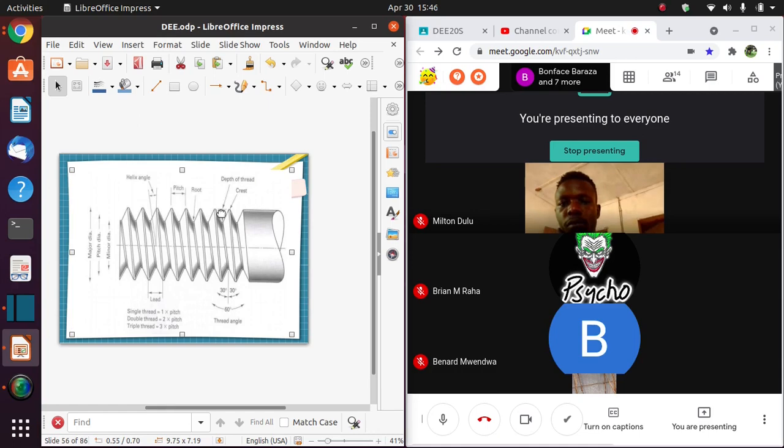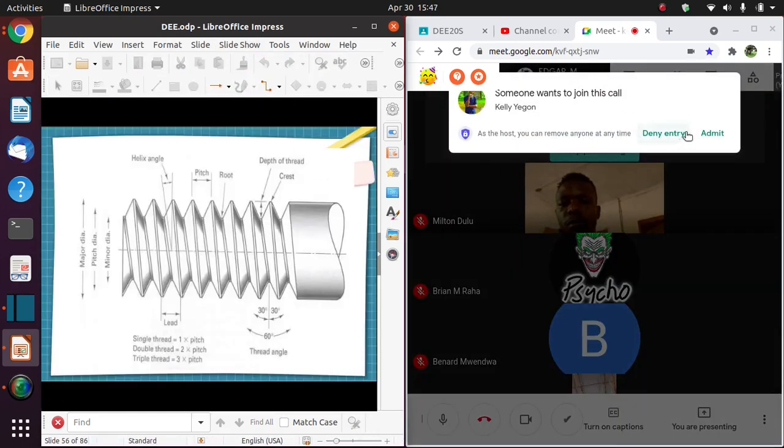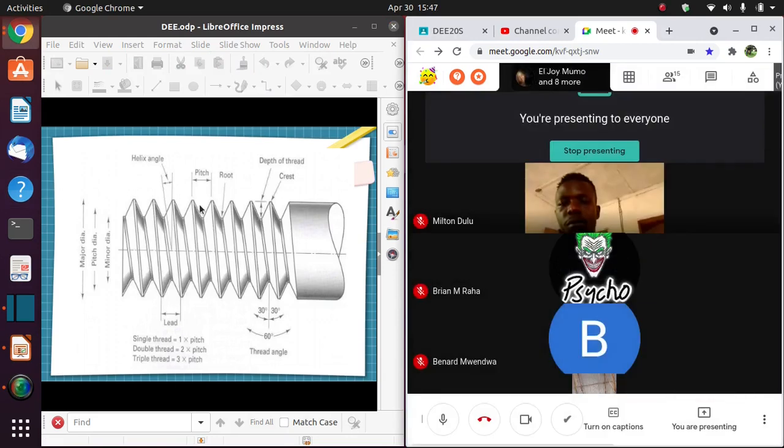Now, this top part on a thread is known as the crest. The topmost part of that thread inaitwa crest. Hapa panaitwa crest. The bottommost part ya thread yako is known as the root. Chini kabisa, that is known as the root. Now, the depth, how deep your thread is, is the difference between the crest and the root.